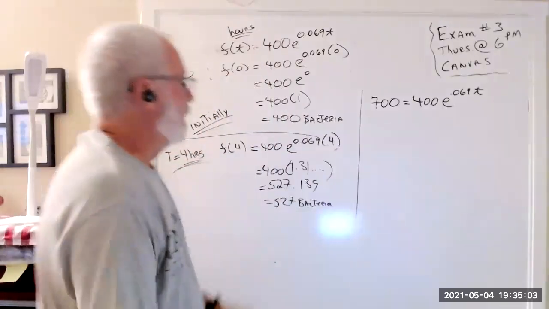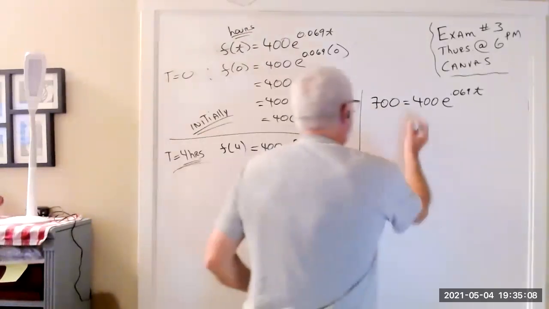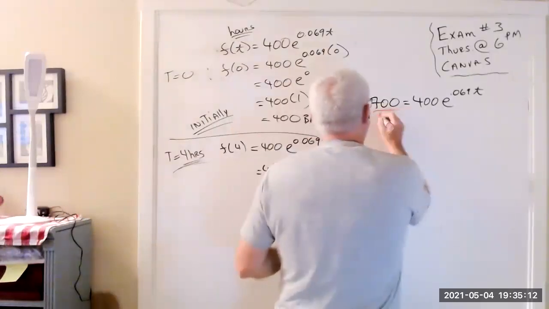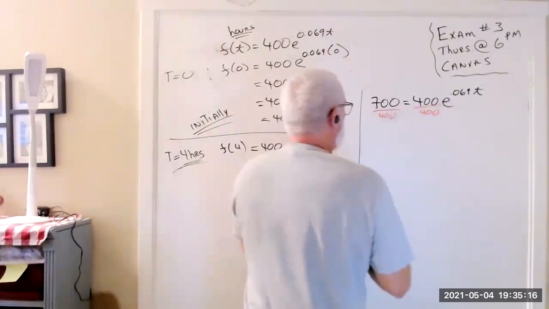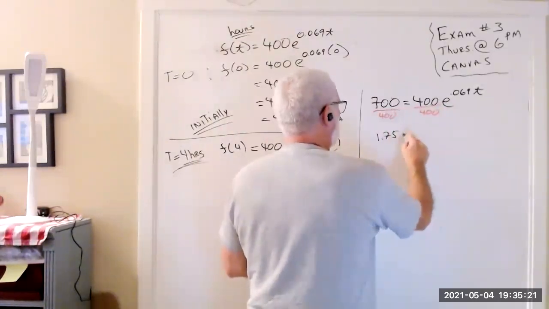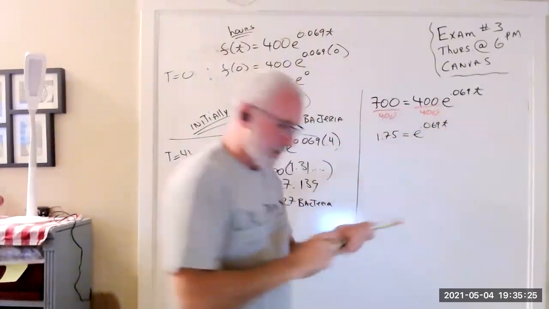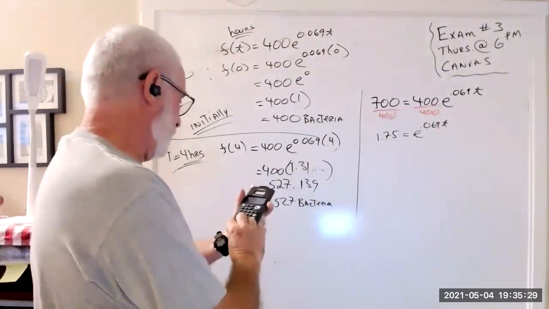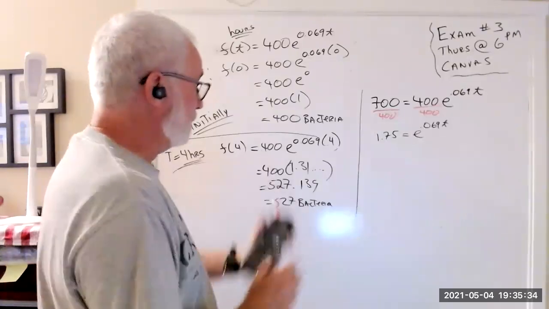Yes. All right. I'm going to divide both sides by 400. And I believe that's 1.75. Is that right? I'm doing that in my head. That's correct. Is it really? I made enough mistakes.